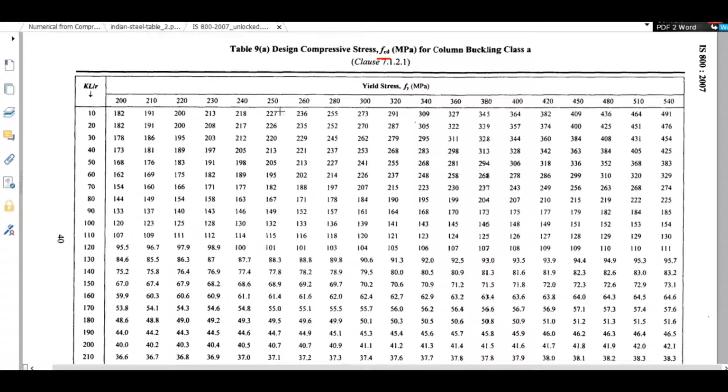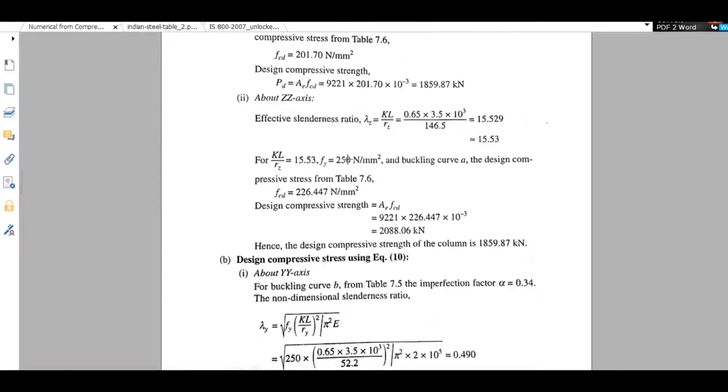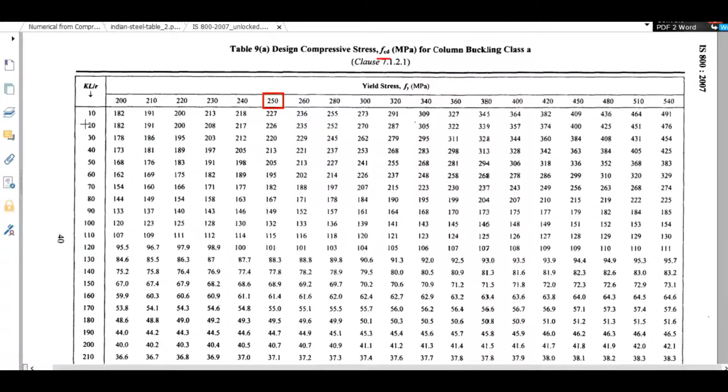So here you can see this is our yield stress, not the grade. Grade is equal to Fe410, and the ratio is, you can see ZZ axis, lambda z equal to KL by RZ. So you have to select the RZ one here. It is coming 15.529. For this value we have to find the FCD from this table. So it will be in between this range.